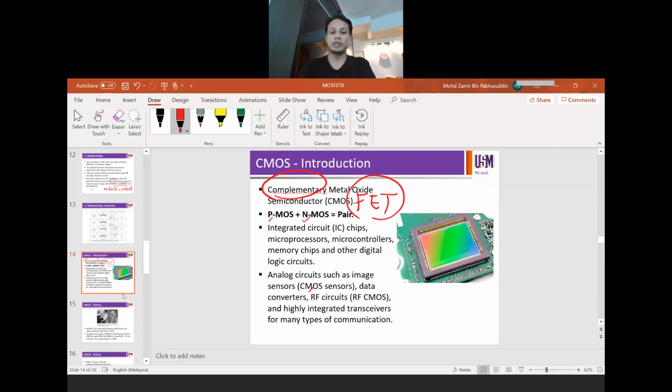Macam ni image ni, this is actually an image sensor based on CMOS. Image sensor, CMOS base. So RF CMOS, highly integrated transceivers, many types of communication. It can be used in many other devices. These are only some of the examples.